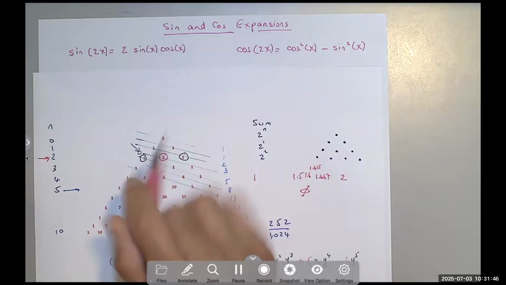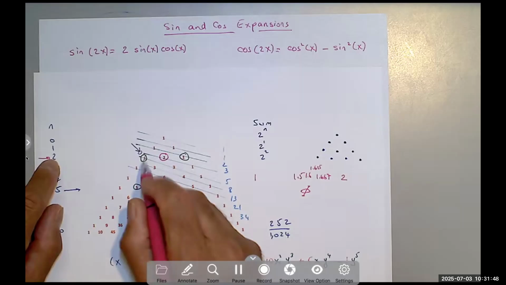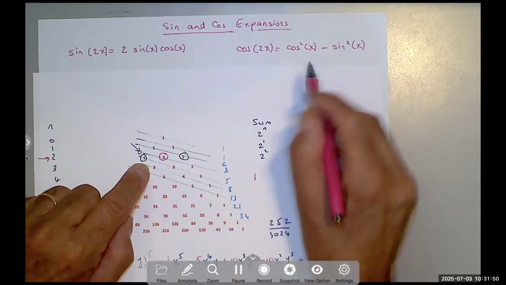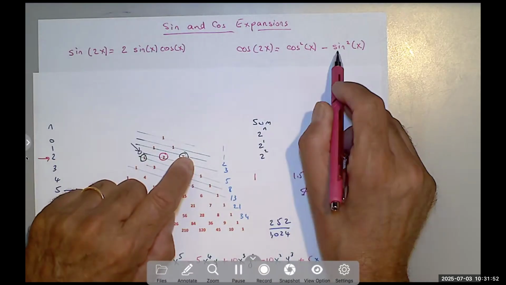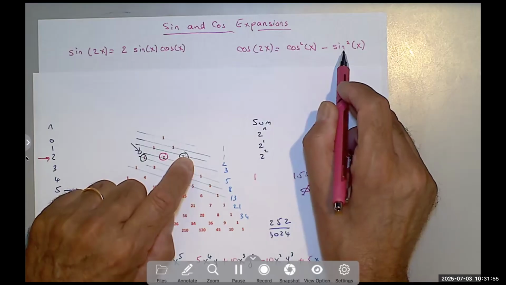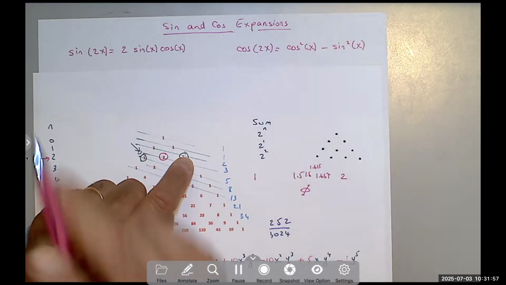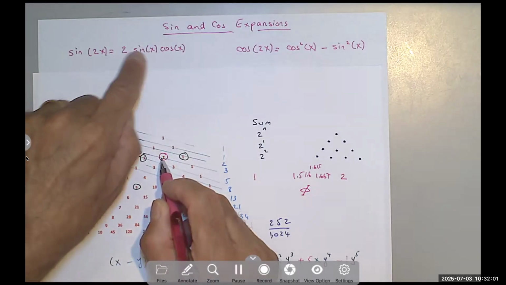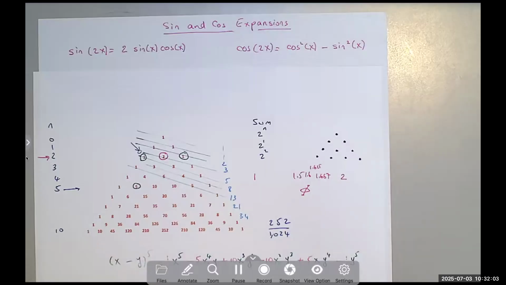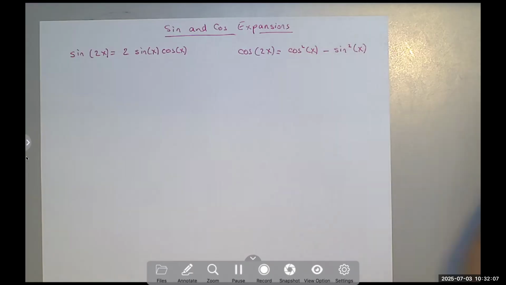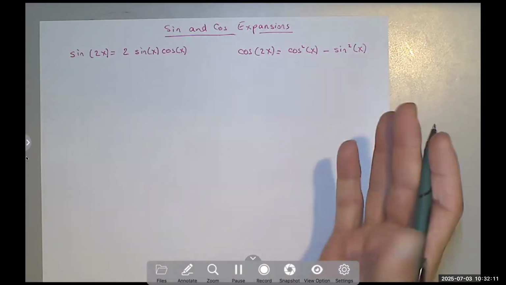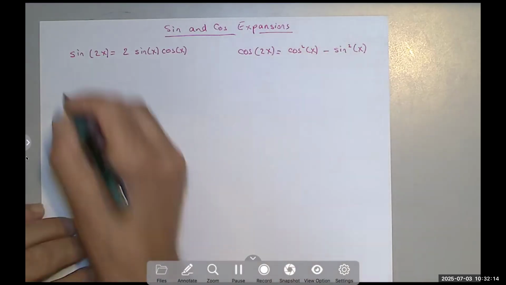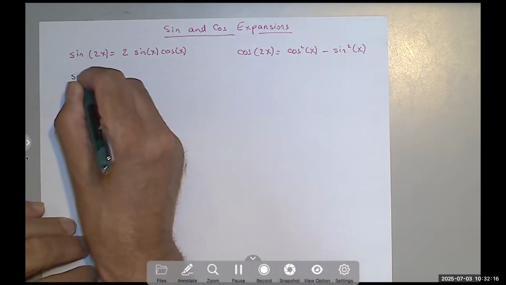I'm sorry, I'm talking cosine. So I start with this 1 cosine square minus 1 sine square. Where did the sine square come from? We'll see that in a second. And the one in the middle is the 2 that you see here in 2 sine x cosine x. Let me show you how I am going to expand sine 3x and cosine 3x, and then you will see how to do it for anything else.